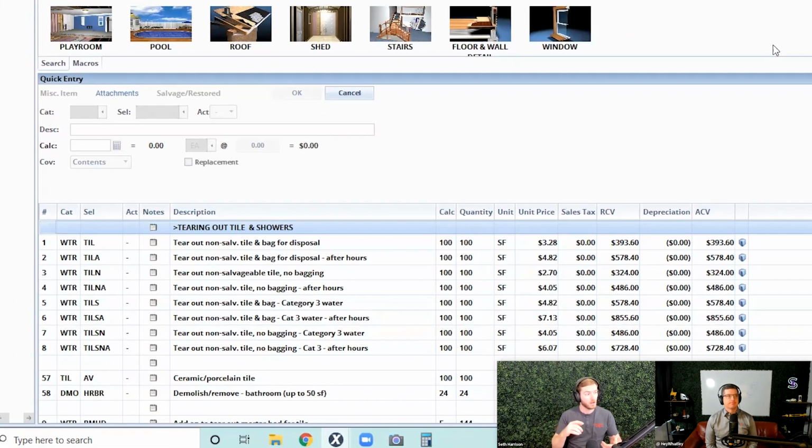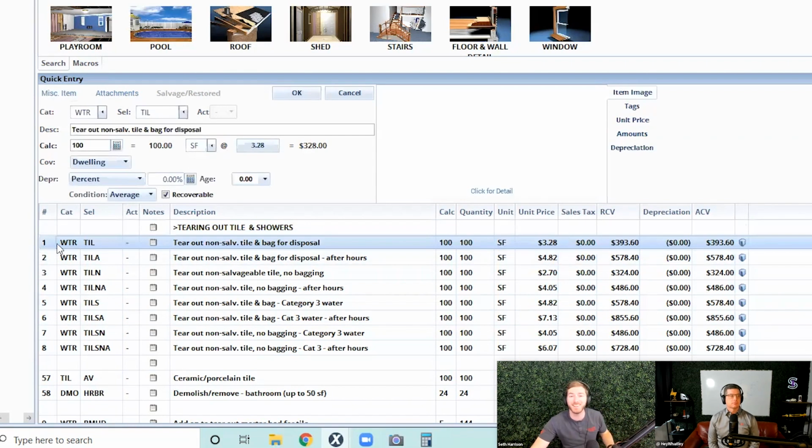There are 8 new line items around removing non-salvageable tile. Now, in the past, we've had remove tile floor. Those are line items that have existed, but we never had something specifically in the WTR water category code related to tile walls, shower walls. So to start here, we've got WTR TIL. Then you've got every version on the theme of tearing out a non-salvageable tile and bag for disposal.